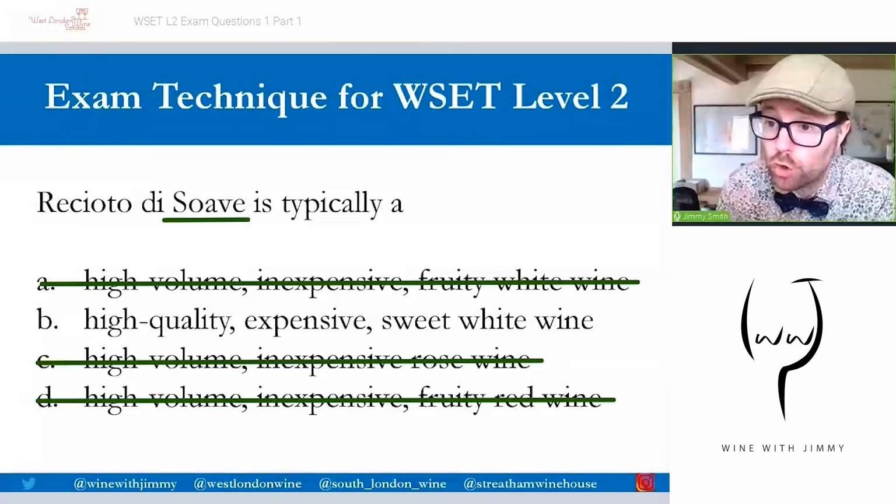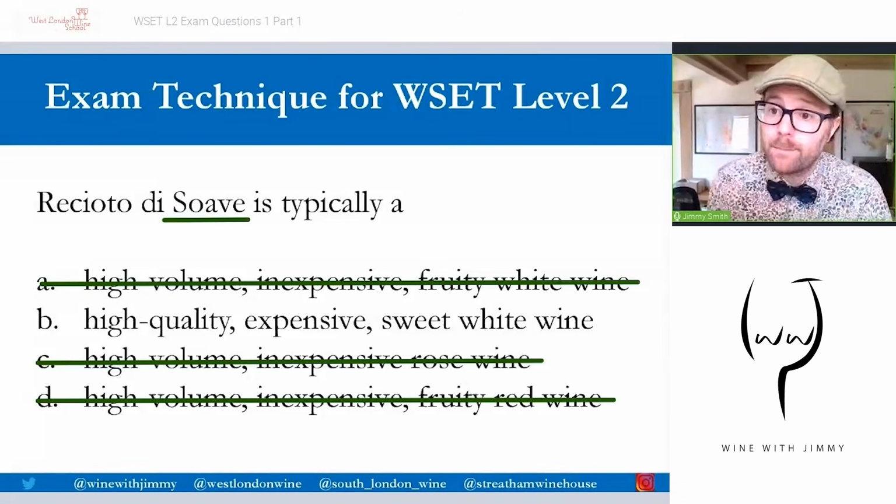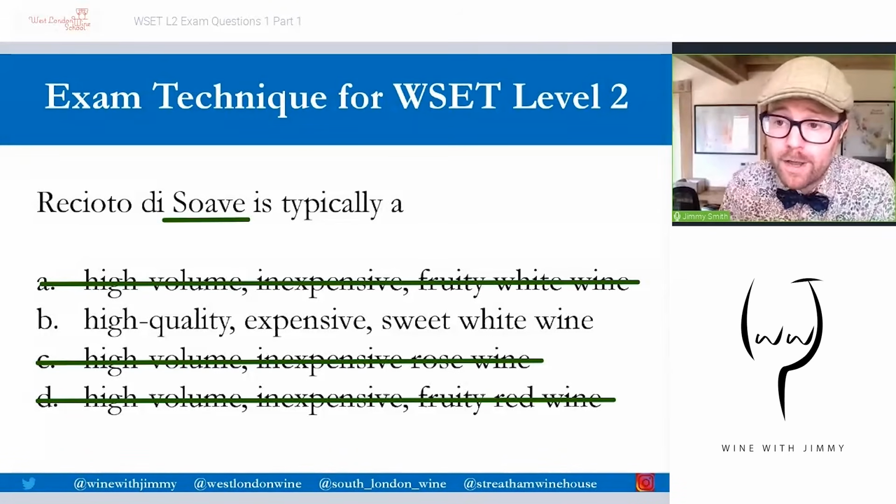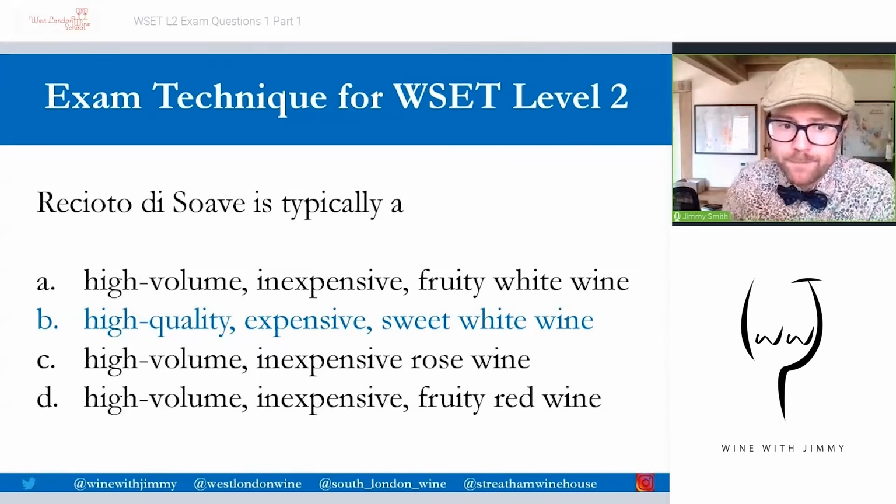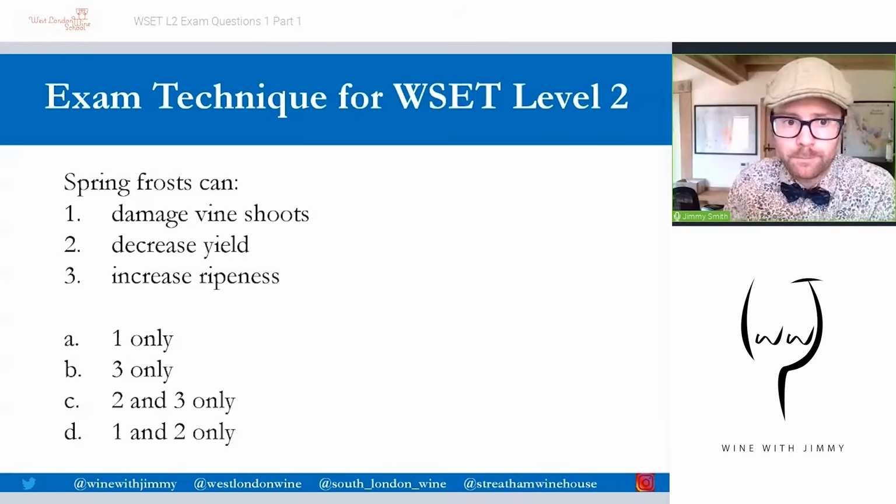And the Recioto de Soave is made by drying the grapes, concentrating the grape sugars to make a sweeter wine. So it's the sweet version of Soave there. So our answer, as you can see, is B, high quality, expensive, sweet white wine. So a bit more of a trickier question in that one.